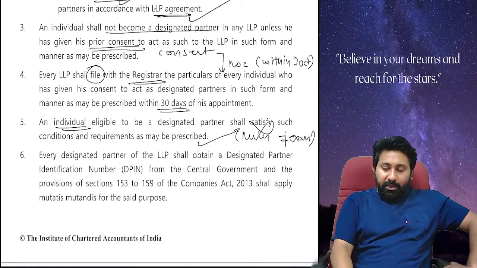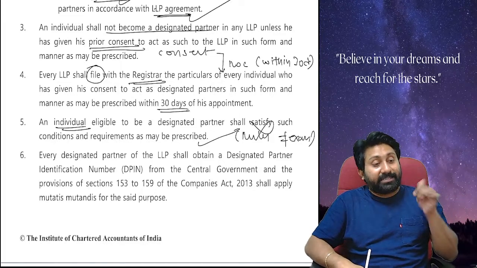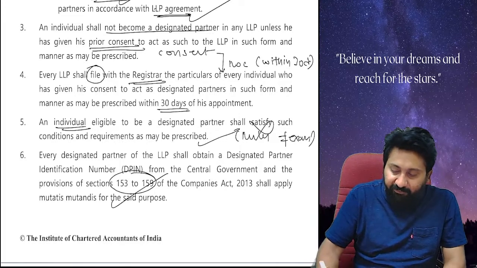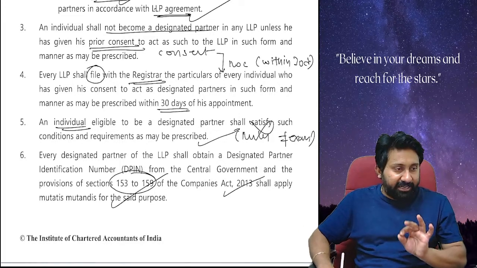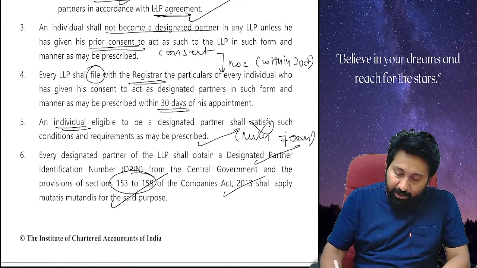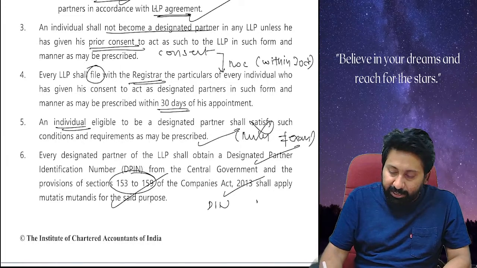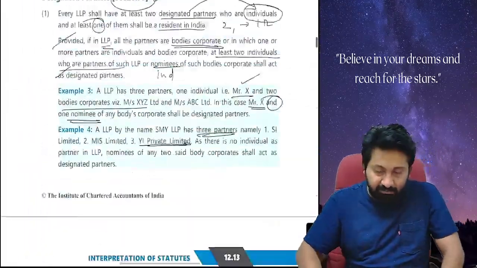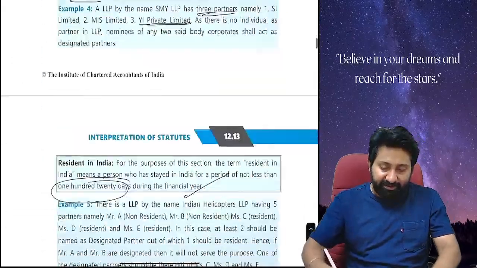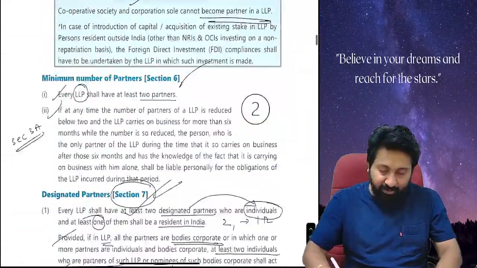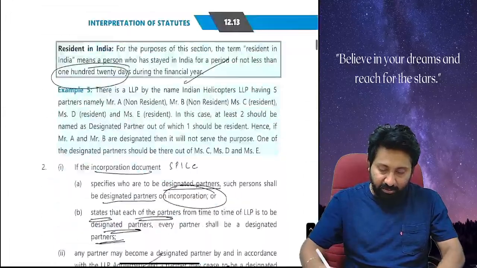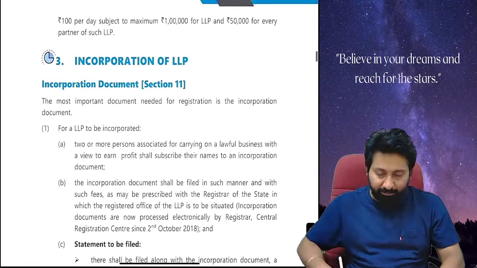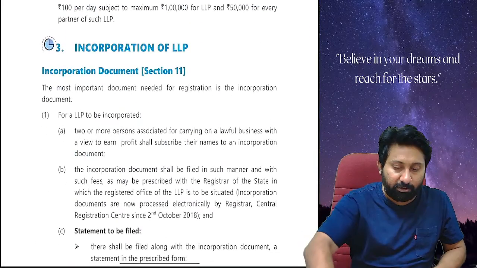So leave it. Just as directors have DIN, designated partners will have DPIN. Sections 153 to 159 of the Companies Act will apply. So every designated partner of an LLP shall obtain a DPIN. For directors it is the director identification number; DPIN means designated partner identification number. That's all. With this, we completed sections 5, 6, 7, 8, 9, and just a penalty provision, 10. Over. The second set of this chapter has also been completed.